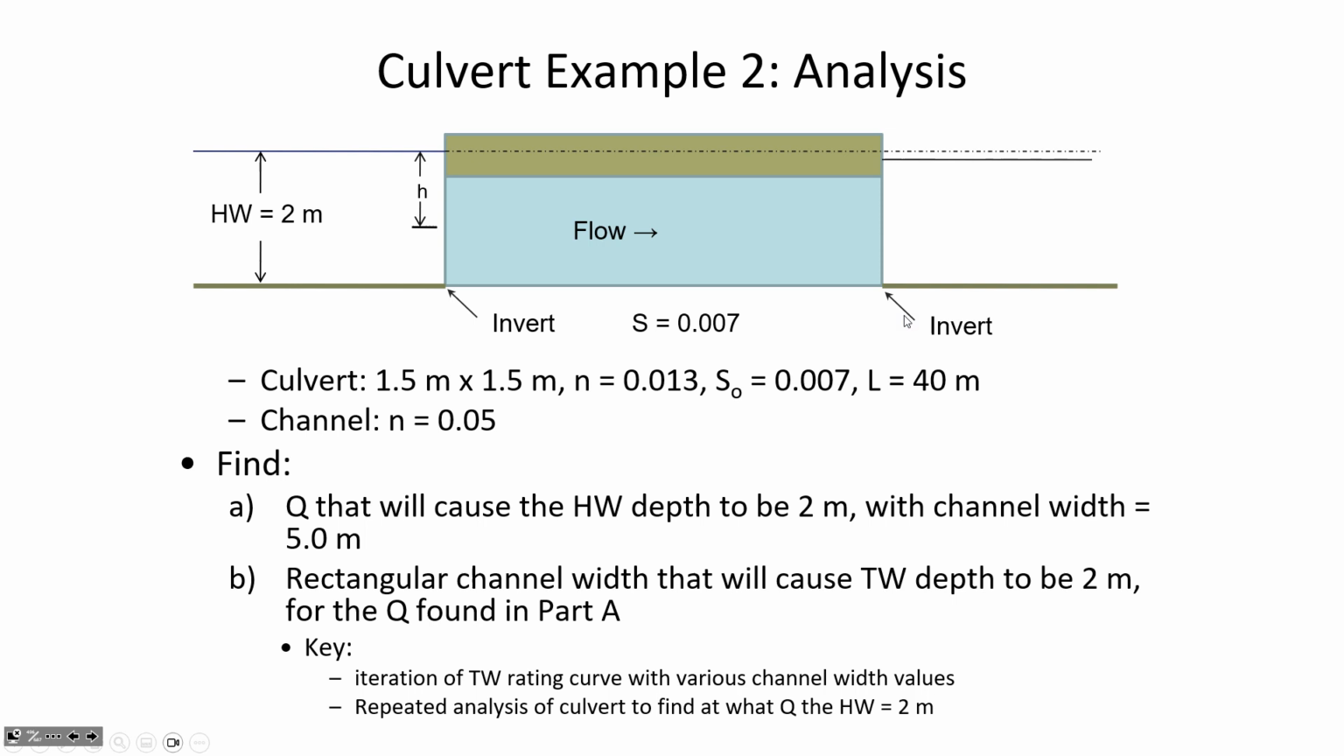What we're going to assume is that the channel and the culvert have the same slope. And so you can see we're identifying the invert, which is the bottom of the culvert. The invert matches the stream upstream, and the invert of the culvert also matches the tailwater channel. So what we're going to have to do is ourselves calculate what the elevations are in order to make that true.